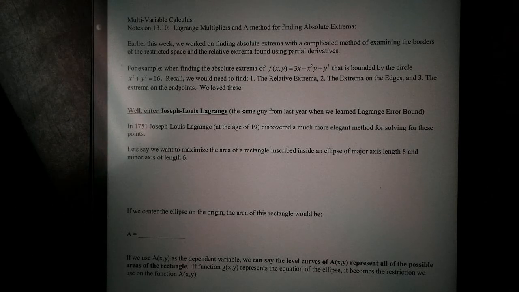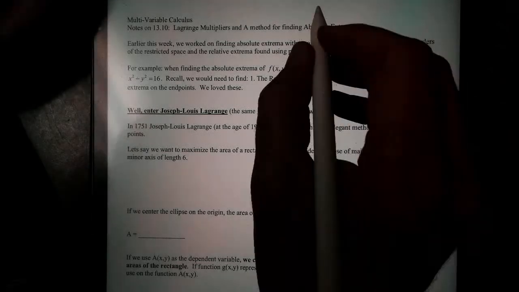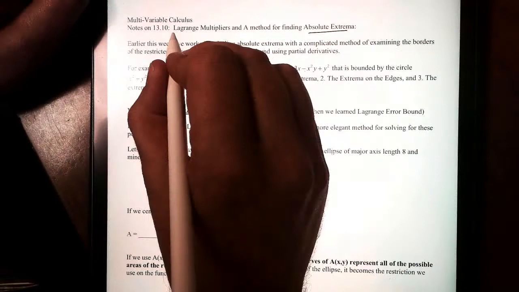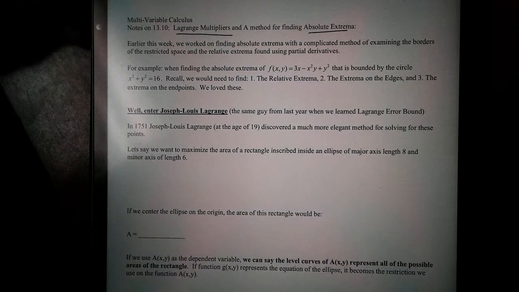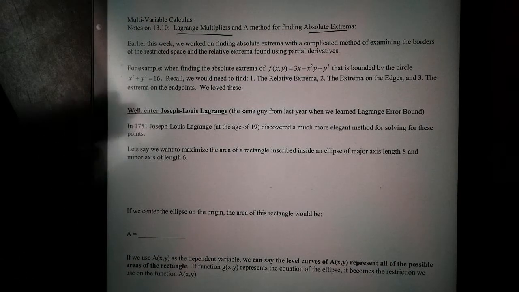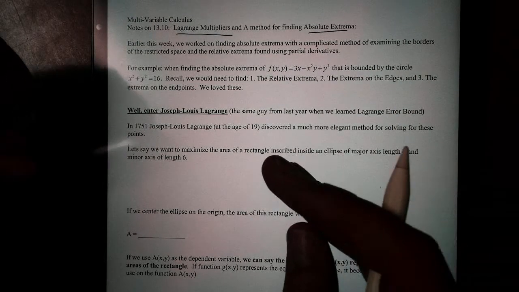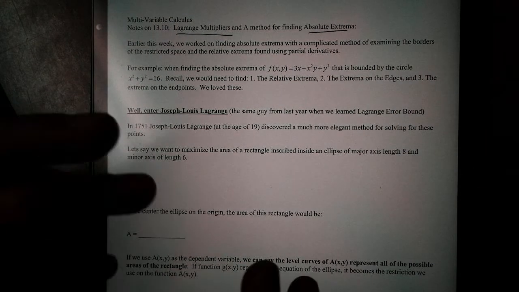Hello. Today we are going to be taking a look at an alternative method for finding absolute extrema, something that we call Lagrange multipliers. This week we talked about how to find absolute extrema. Remember, we're talking about maximums and minimums. It was a very complex method.